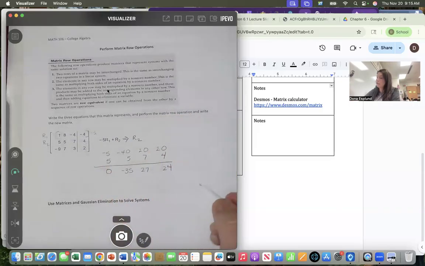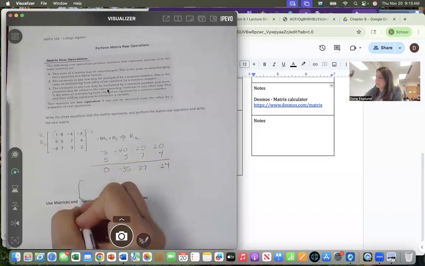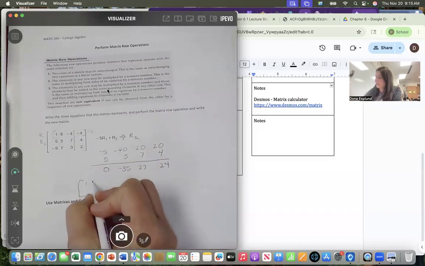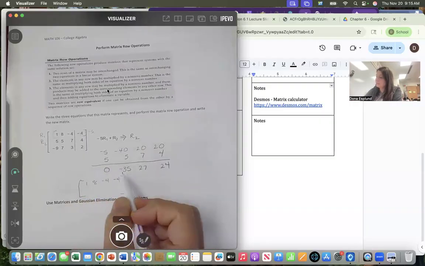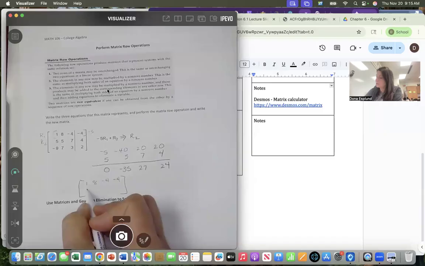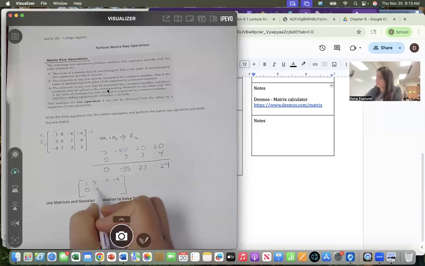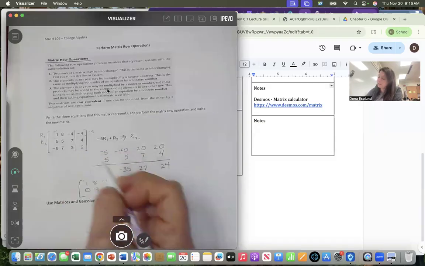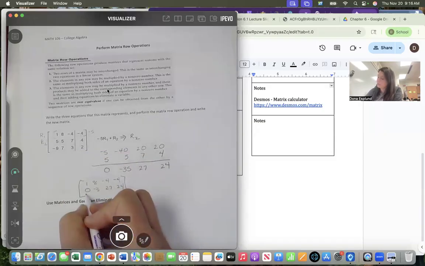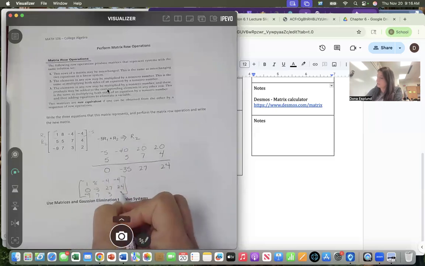Okay, so then my new matrix will look like 1, 8, -4, -4. But then I'm replacing R2 with this one, which is 0, -3, 27, and 24. And then I haven't done anything with row 3, so I'm going to just go -9, 7, 3, and 2.